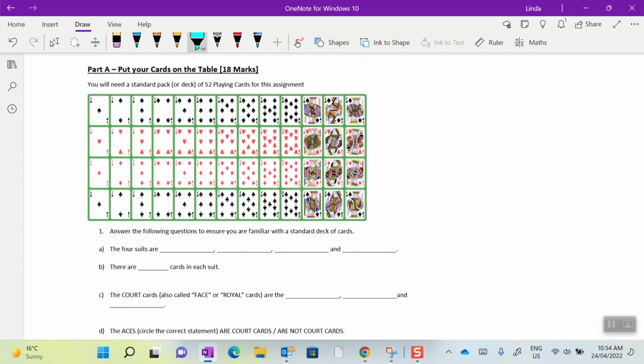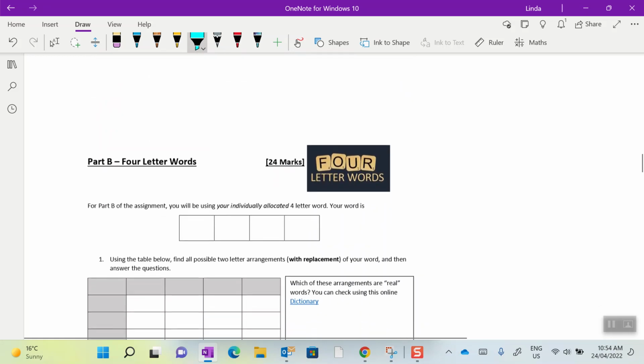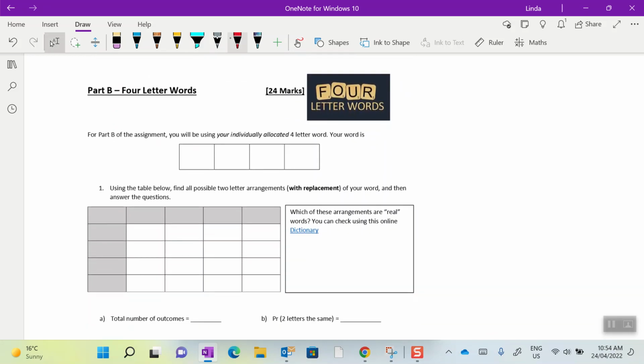If you need help, please ask your teacher or attend one of the homework help sessions after school in the library from 3:30 to 5 o'clock on Tuesday, Wednesday, Thursday or Friday. For part B, I'm going to use the word tray, but you will have been given your own 4-letter word to use for this question.